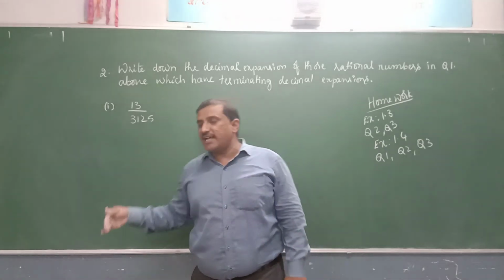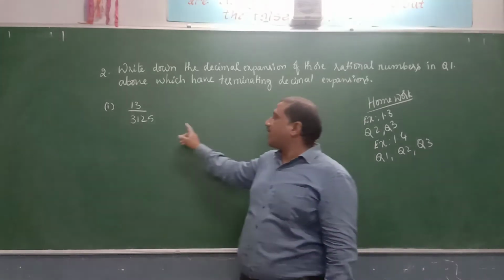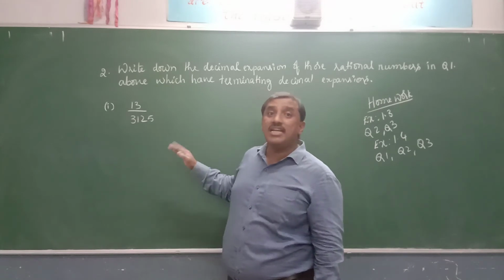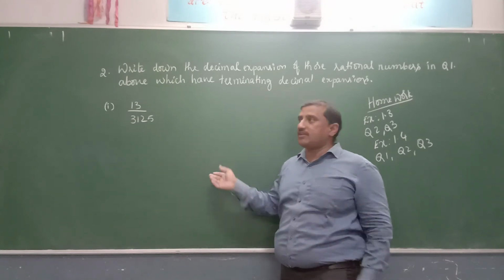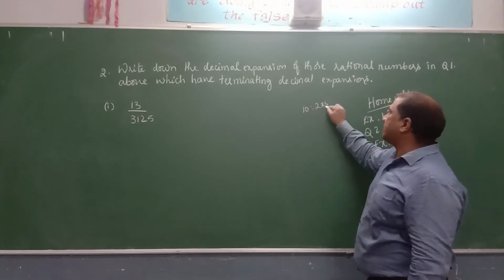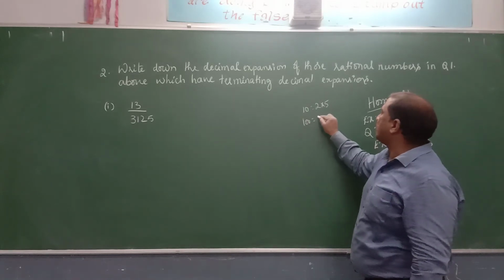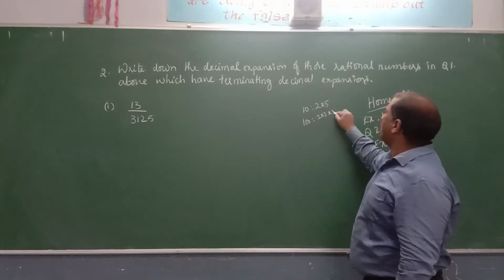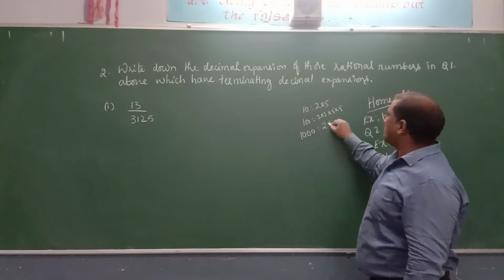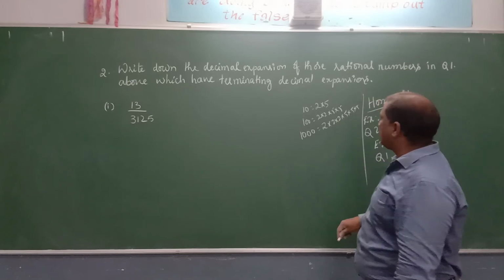To find the decimal expansion of any number in the form of p by q, convert the denominator, that is q, into a multiple of 10. Why? Because 10 can be written as 2 into 5, so if the denominator is 10, it is a terminating decimal. 100 can be written as 2 into 2 into 5 into 5. Even 1000 can be written as 2 into 2 into 2 into 5 into 5 into 5.